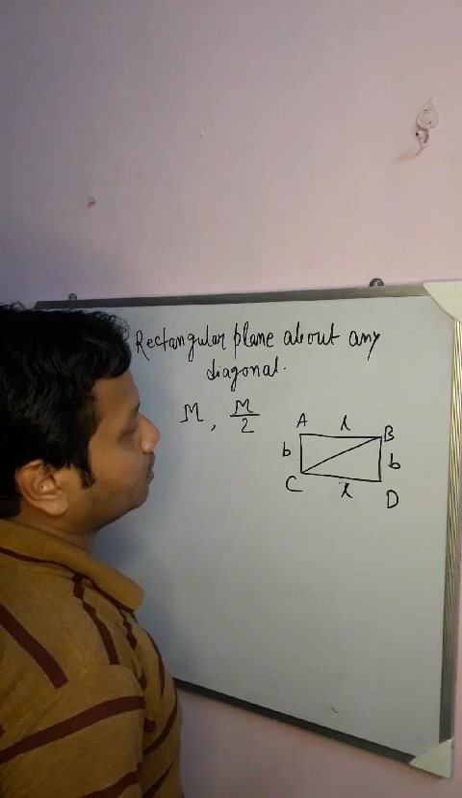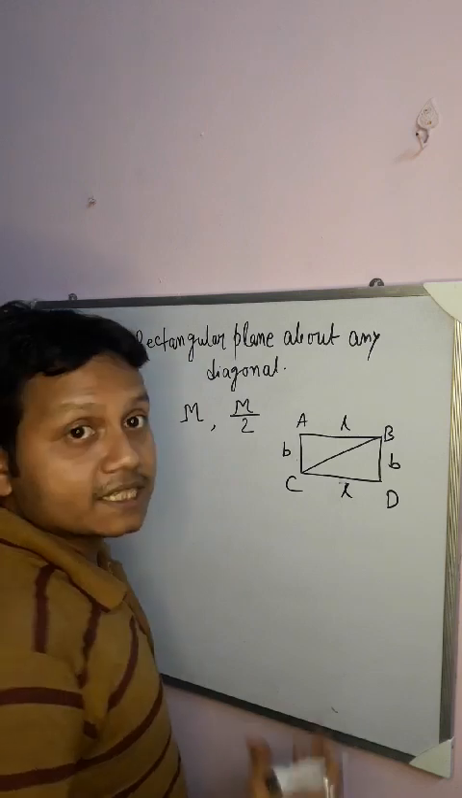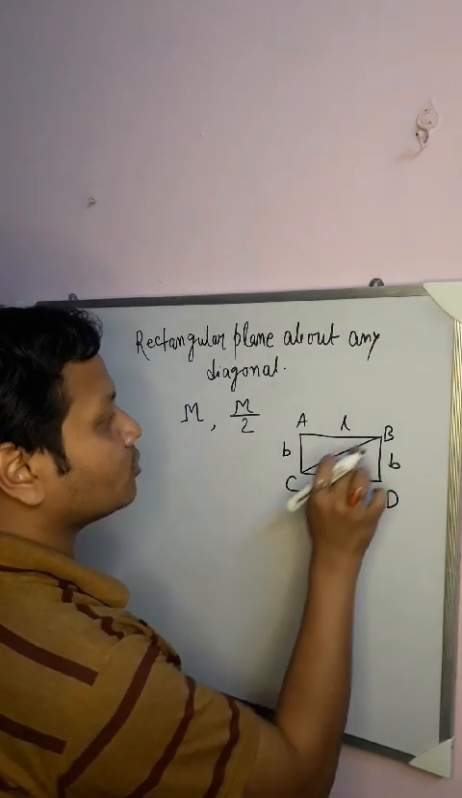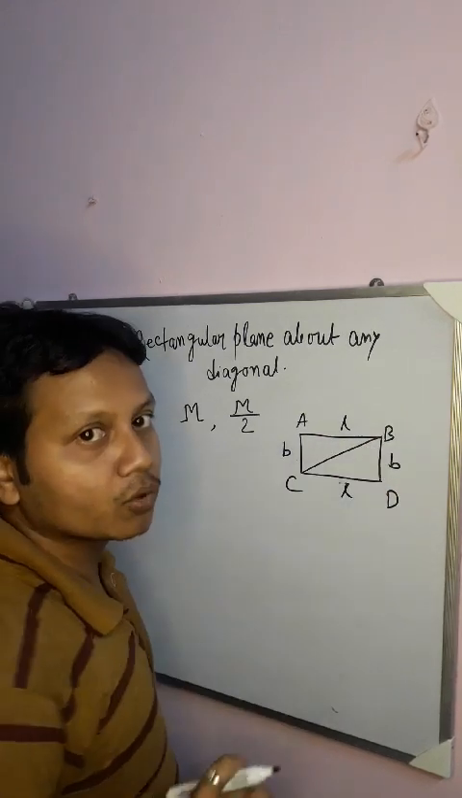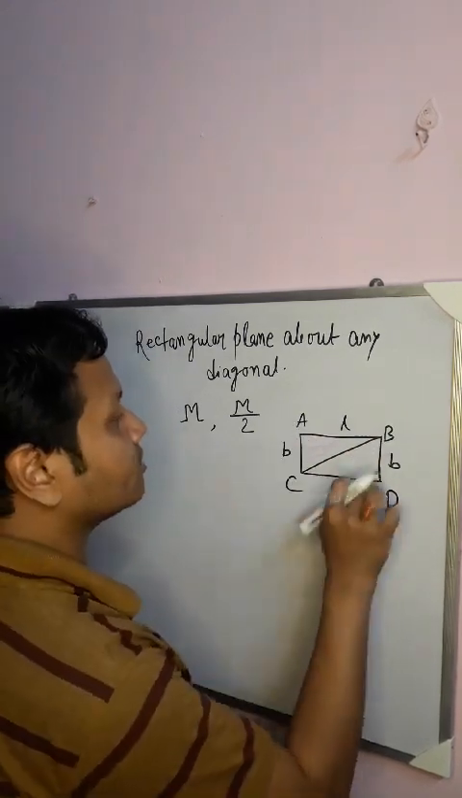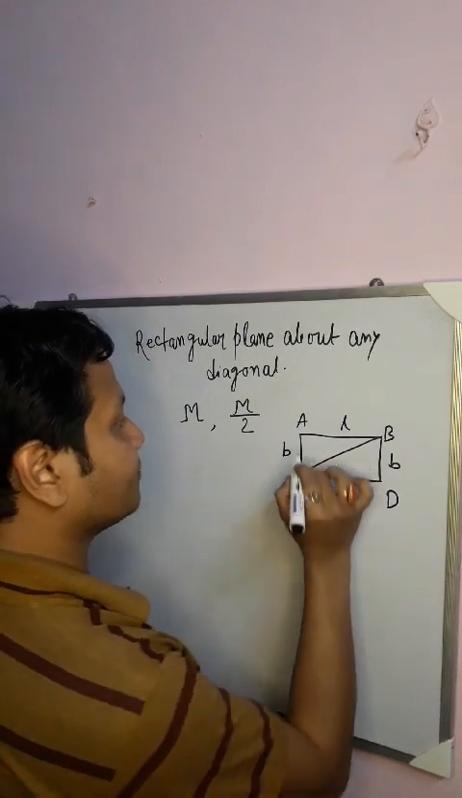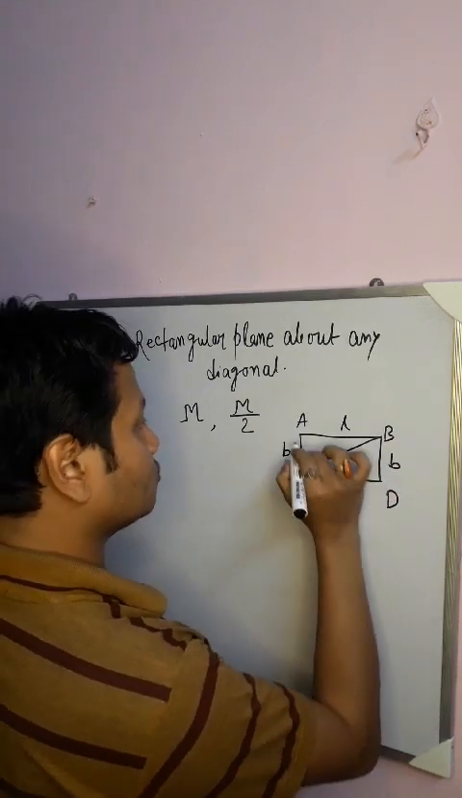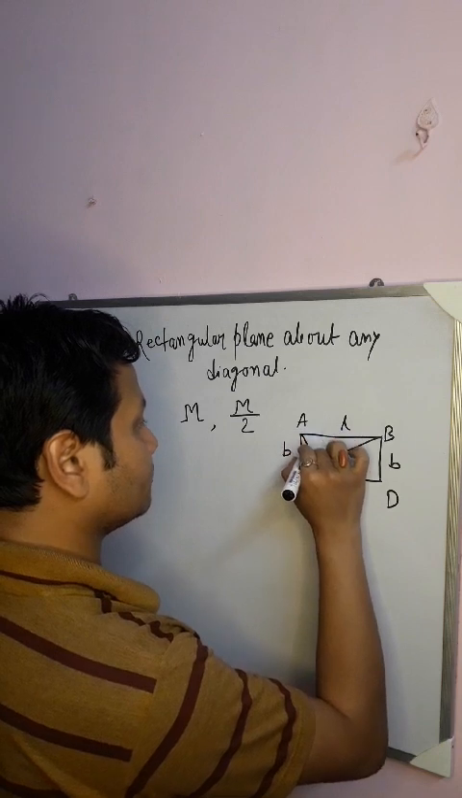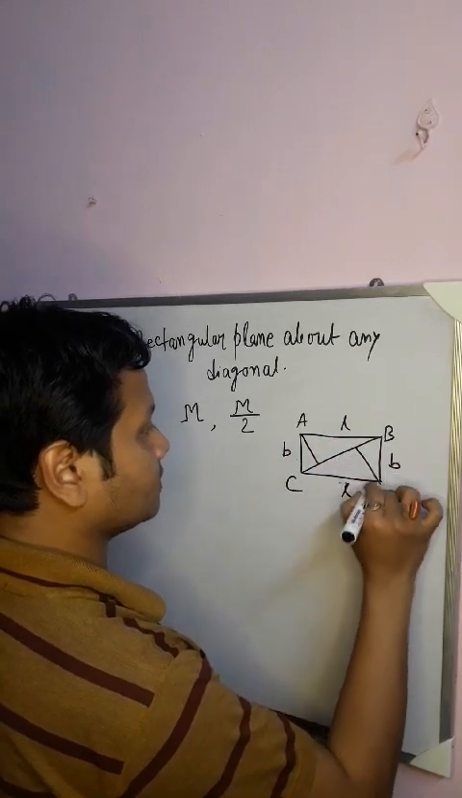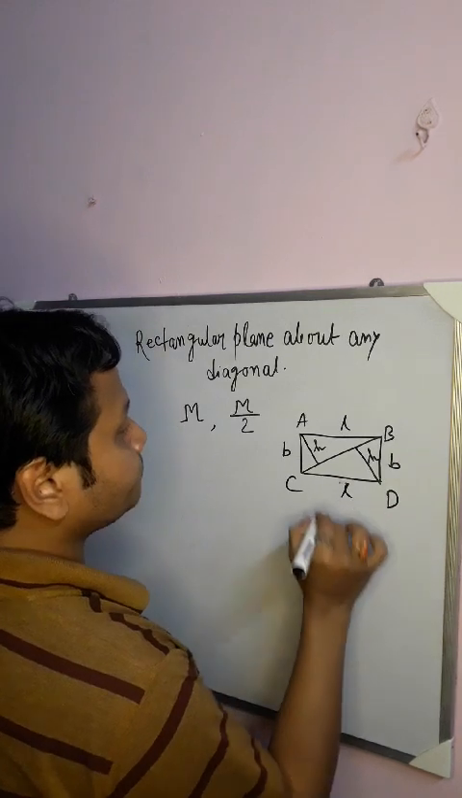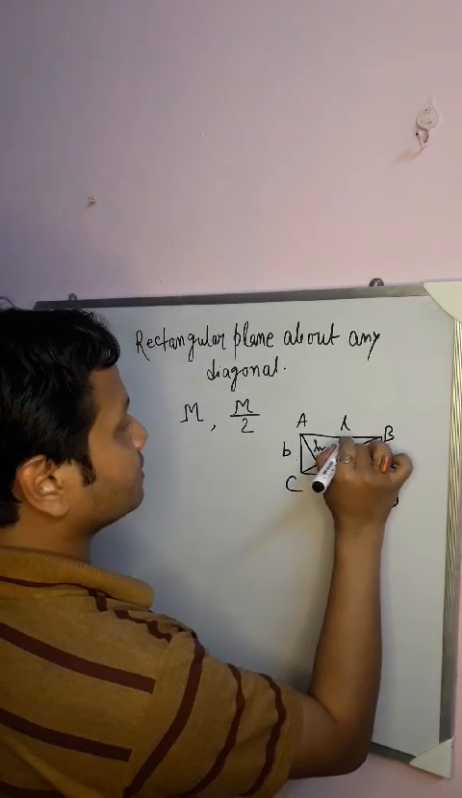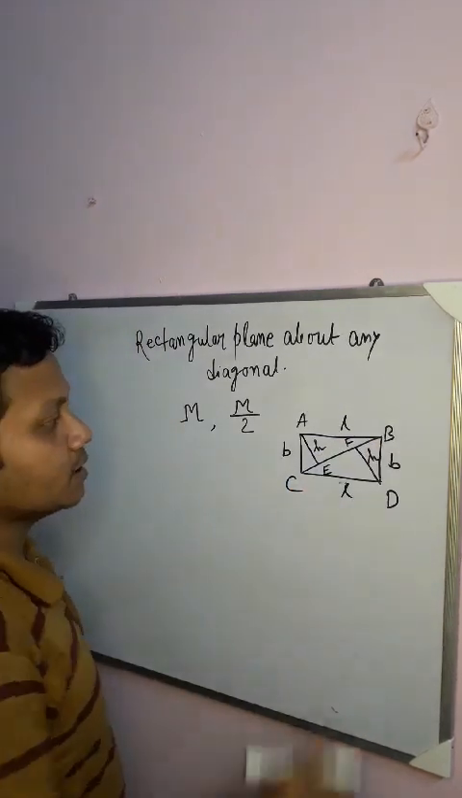So it is clear that in order to find out the moment of inertia of the entire rectangle about any diagonal, we have to find out the moment of inertia of the triangles about this axis. So we have to draw a height, that is H. This is also H. So if this is H, this is also H. Okay, this is E, this is F, say.